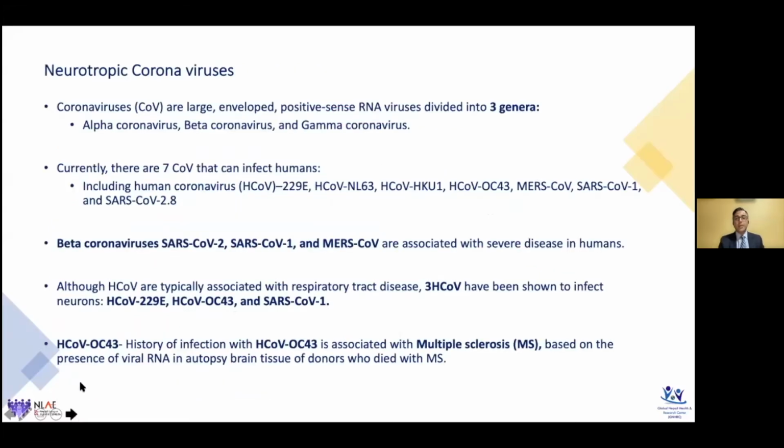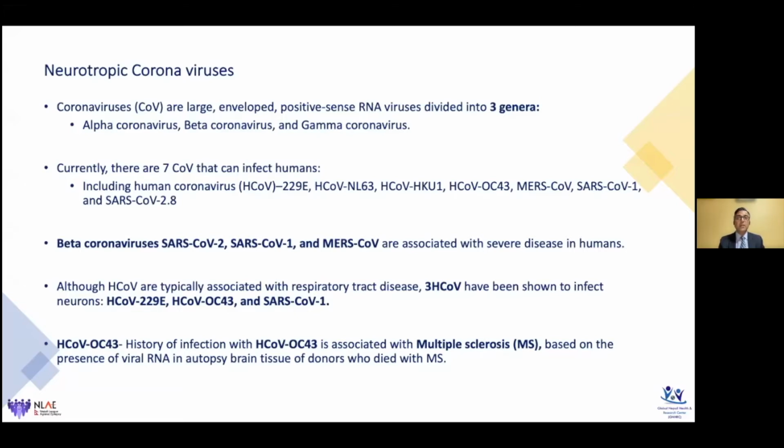So first, we need to understand the neurotropic coronaviruses. The coronaviruses are RNA viruses, and they are divided into 3 genera: alpha, beta, and gamma viruses. Currently, there are 7 coronaviruses that have been identified that can infect humans. I'm not going to read the names; they are listed here, and the slides are going to be available for all of us. And then the beta coronaviruses include coronavirus type 1 that produced the SARS and MERS, and coronavirus type 2, which we are seeing with COVID-19.